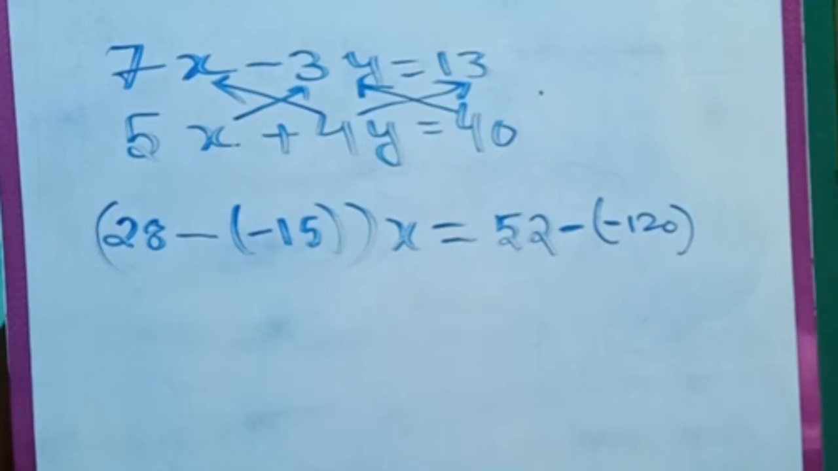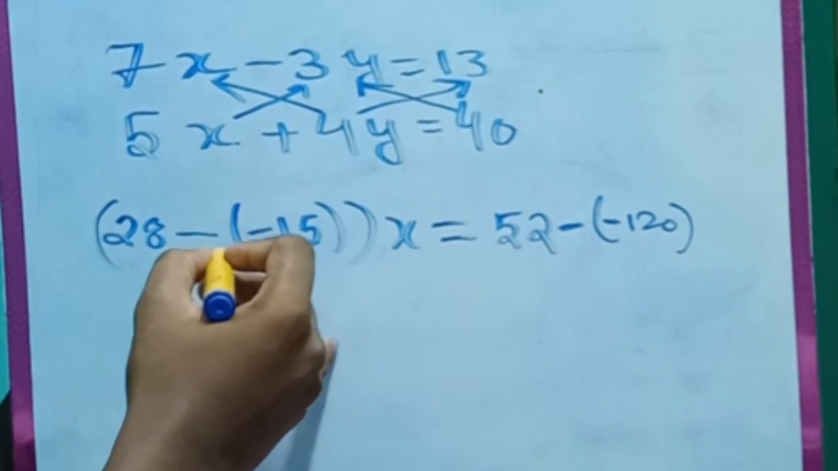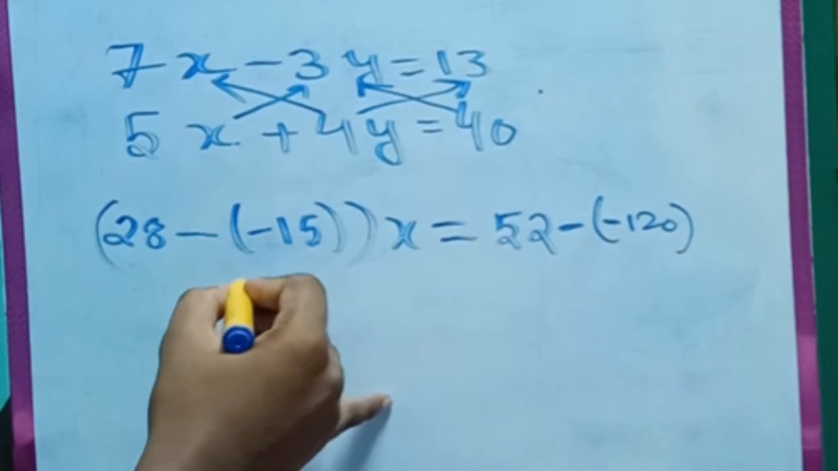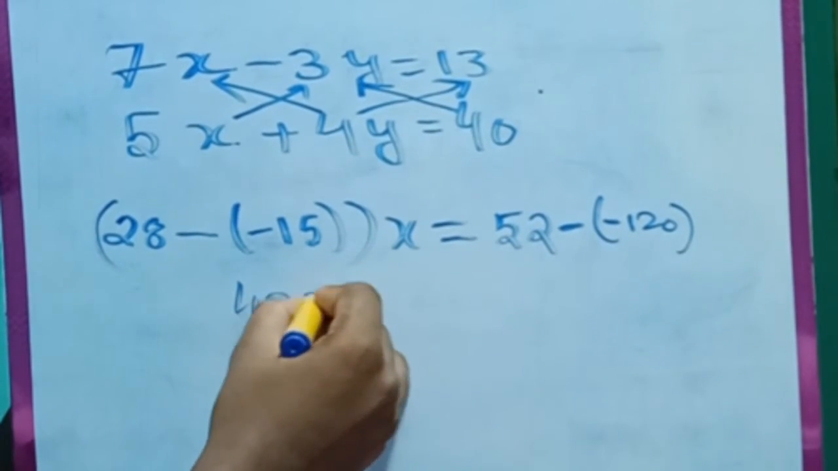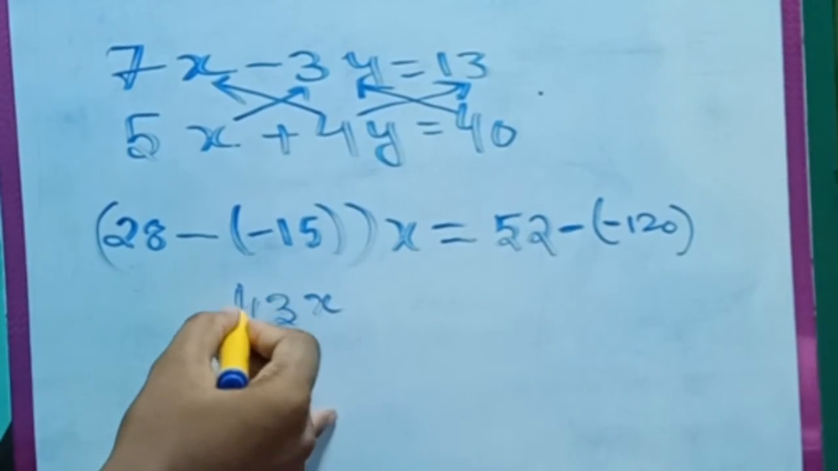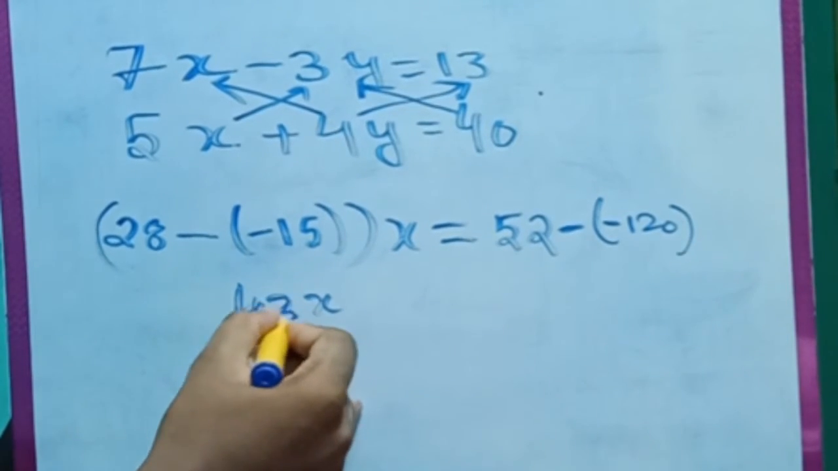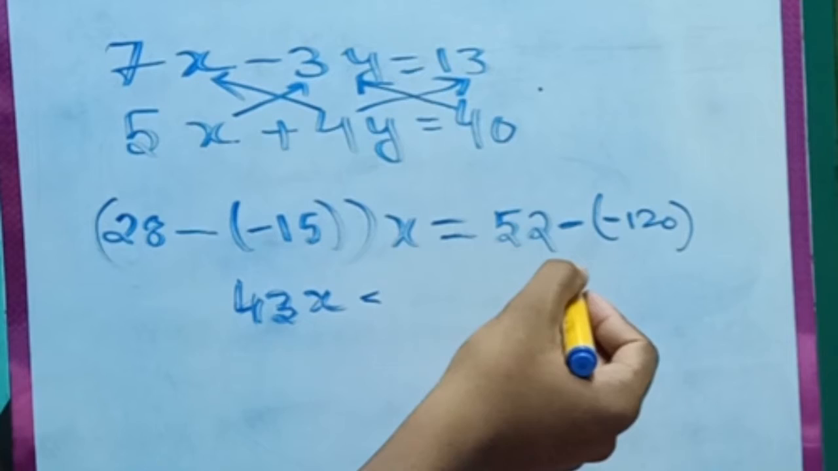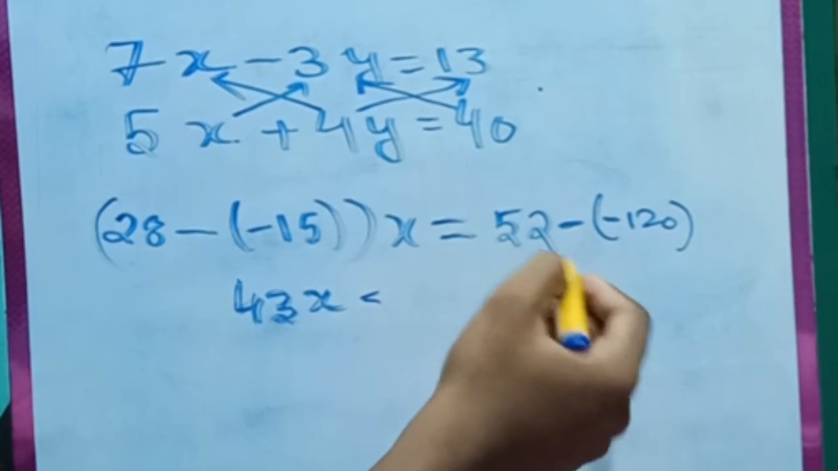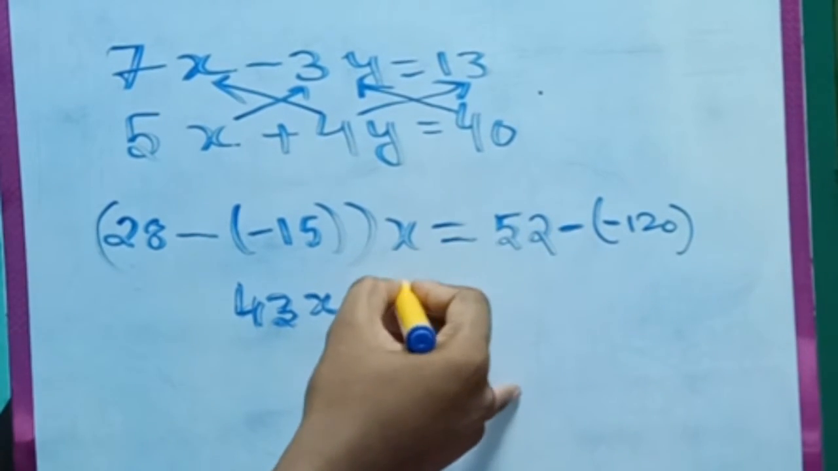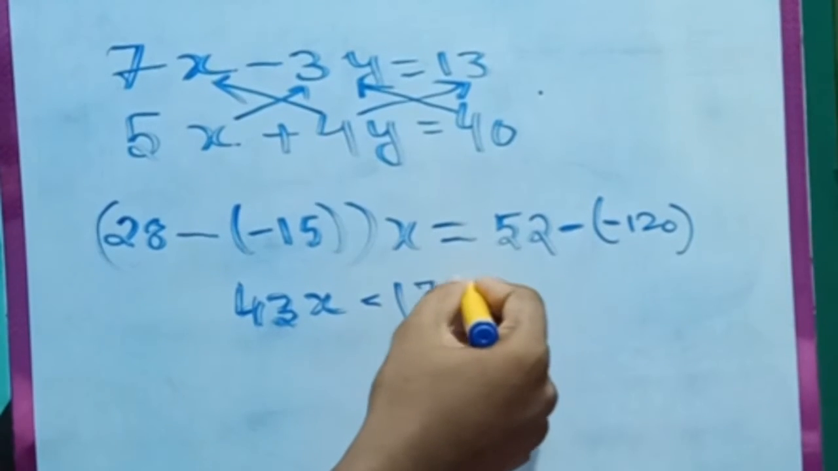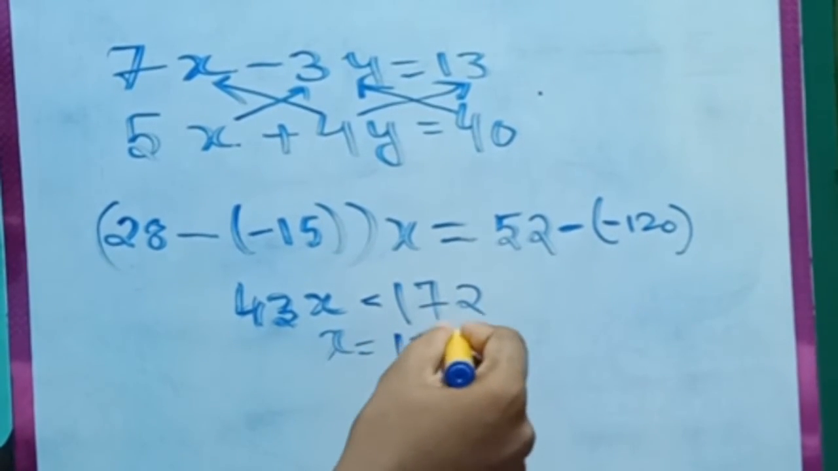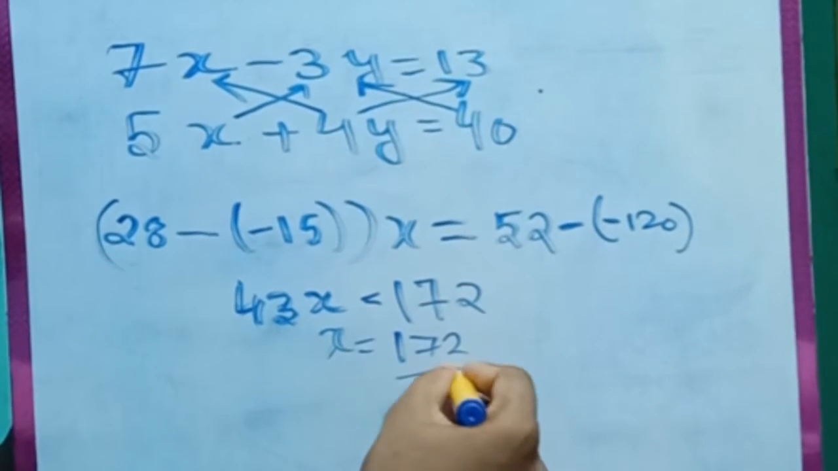Okay, that's it. So once you solve this, what will you get? 28 plus 15 is 43x, right? 43x equals 52 plus 120, because minus will become plus, so 52 plus 120 is 172. So while solving it, x is equal to 172 by 43.